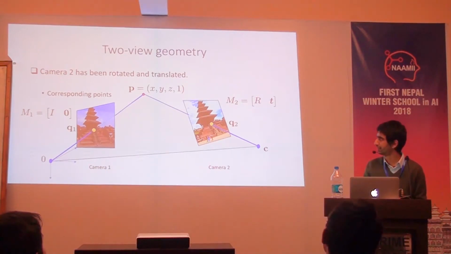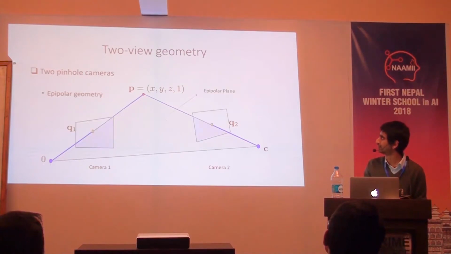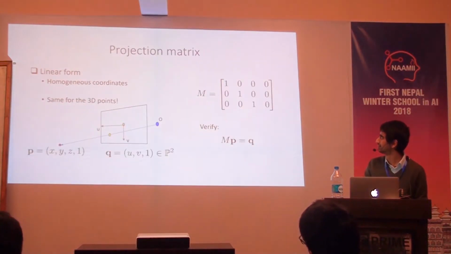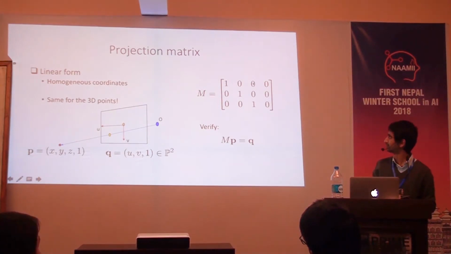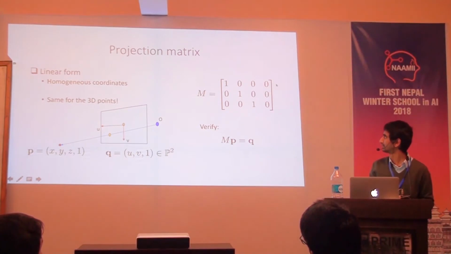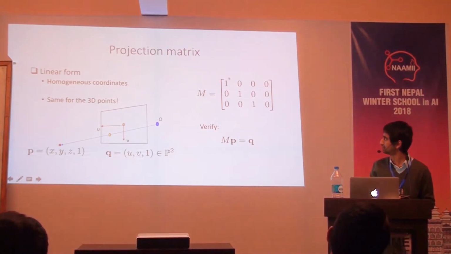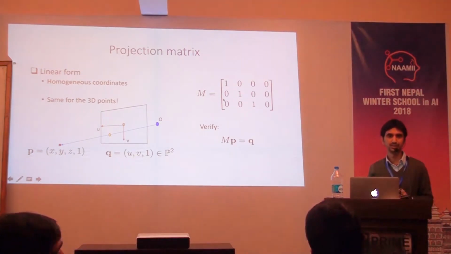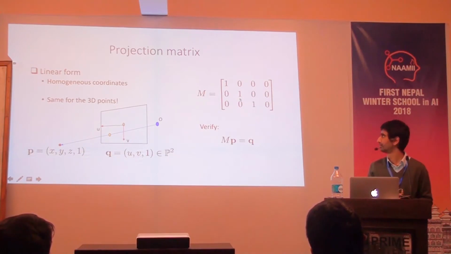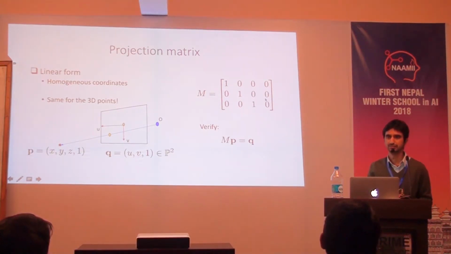So that was identity and 0. Let's go back. What is identity 0? This first part is the identity matrix, and the second part is 0. In fact, the first part represents the rotation of the camera, and the second part represents the translation of the camera.